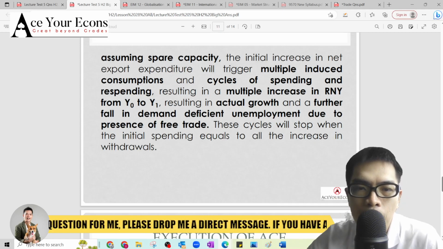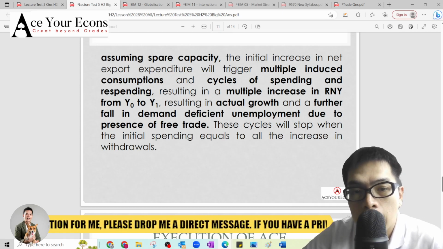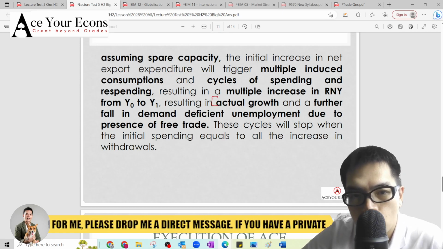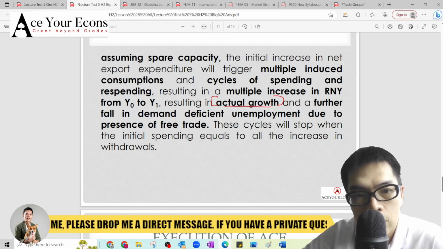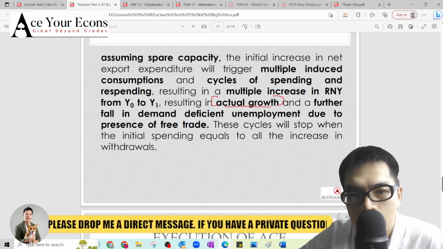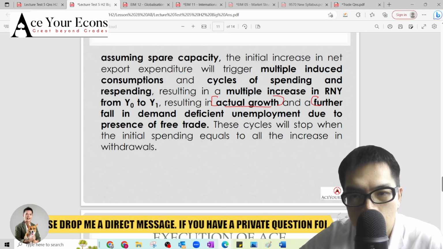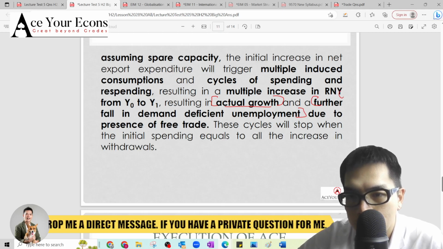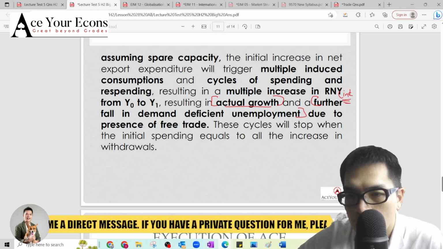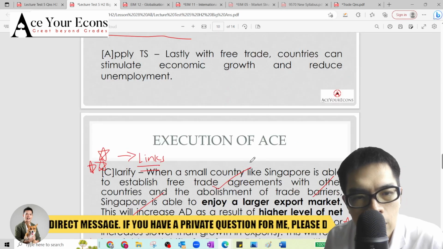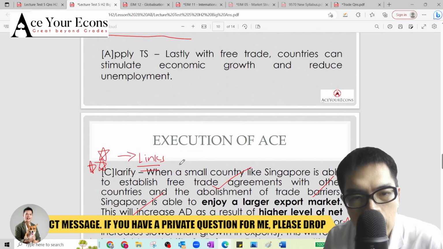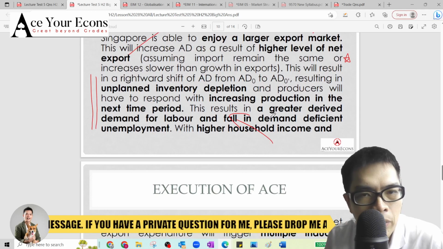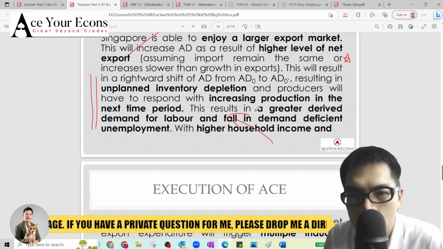But remember, it's always about the link. The link or the point down here is actual growth. Must show this. And if you want to talk about demand deficient unemployment, must show this. So these two must be shown as links. So you can see that in this particular paragraph, there are two important links, one at the start and one at the back. The connecting paragraph is actually the framework.